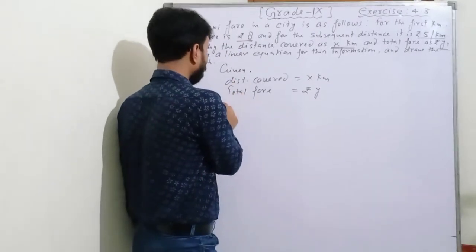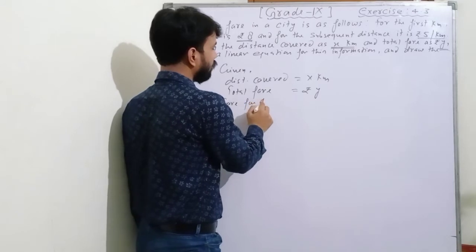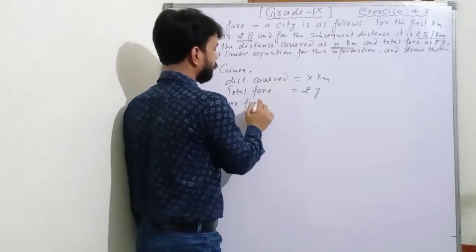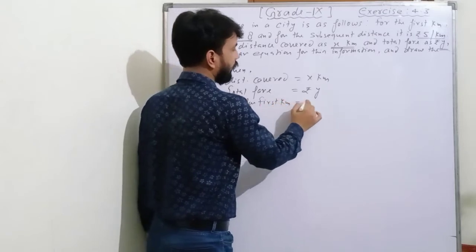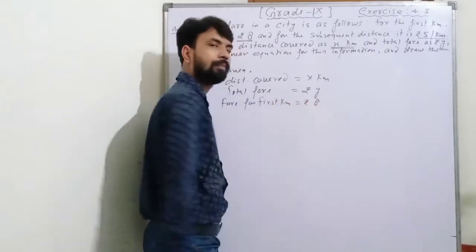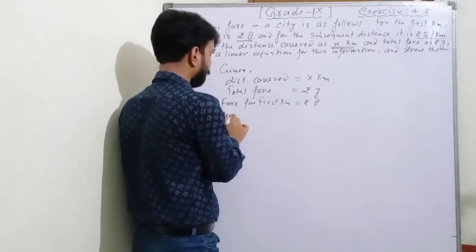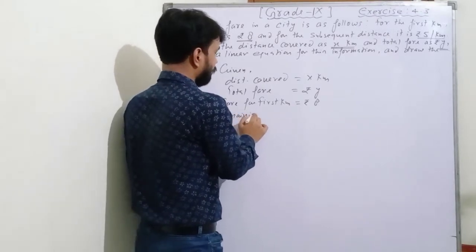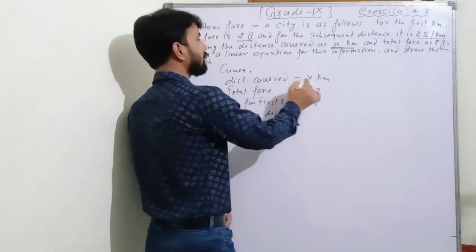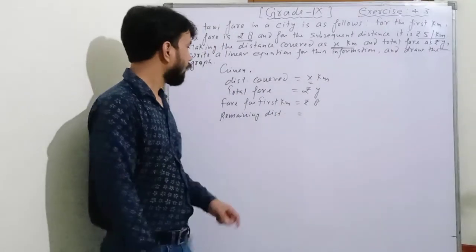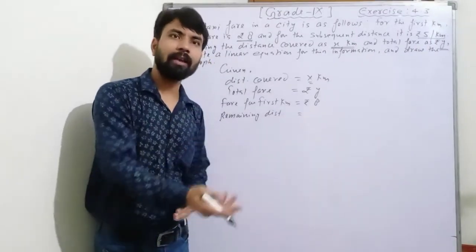Okay, now fare for first kilometer, that is rupees 8. Now remaining distance. Beta, total distance covered is x kilometer. I have already paid rupees 8 for first kilometer. Then what is the remaining distance?